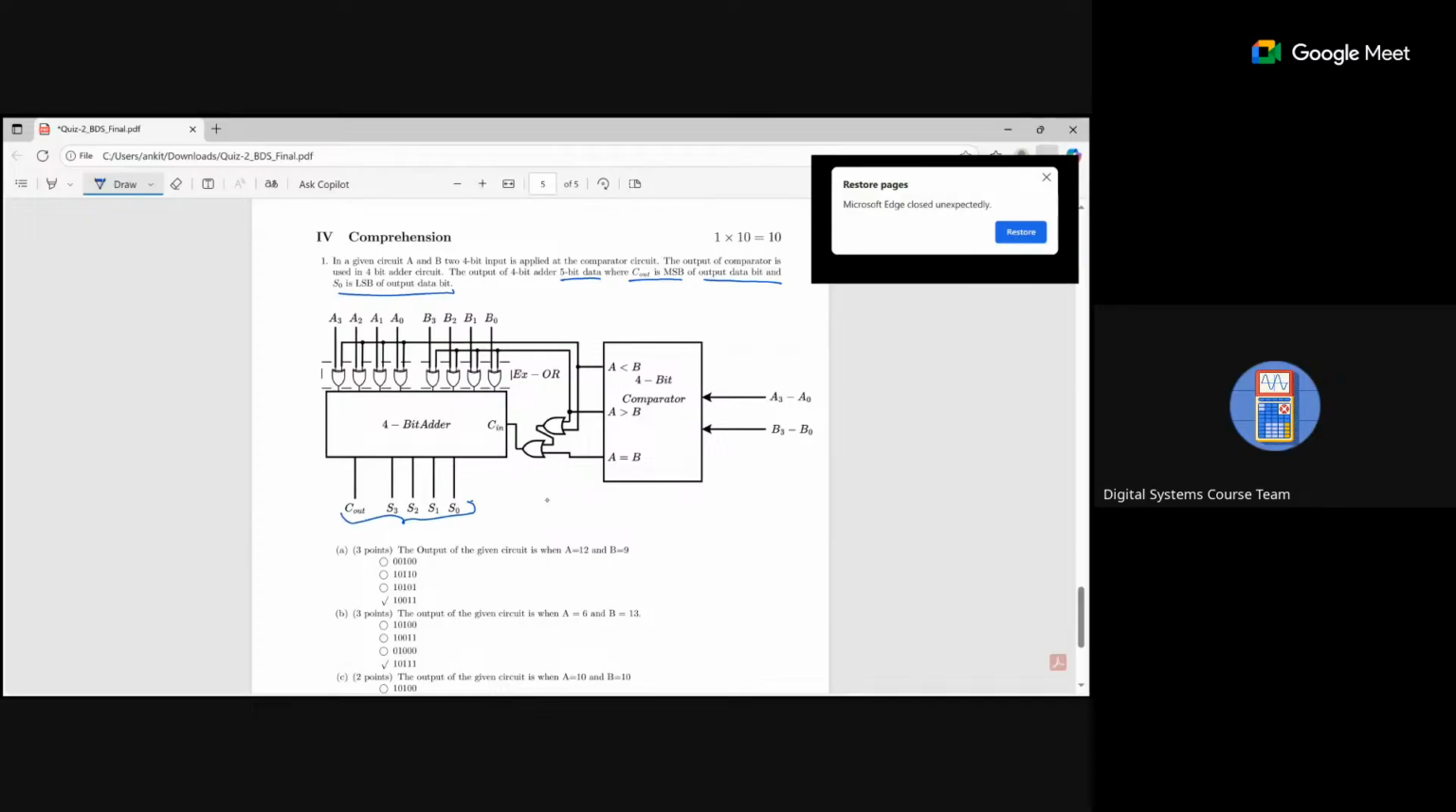Now the output of the given circuit when A is 12 and B is 9. So that means A is greater than B, so this one will be high. If this one is high, it will go to this point. That means we are getting B0 bar, B1 bar, B2 bar, and B3 bar, because it is an XOR gate. If one input is 1, it will behave as an inverter.